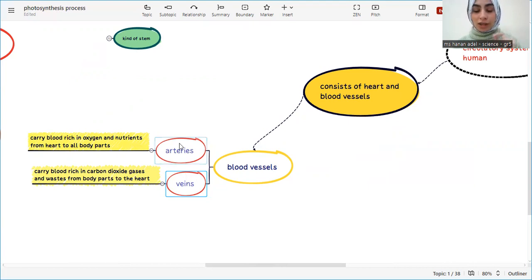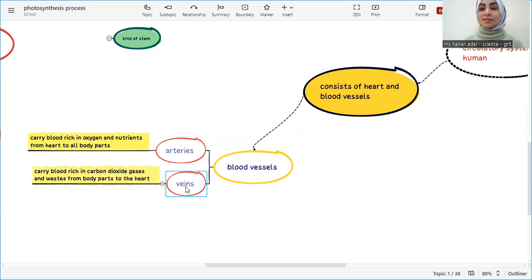If this blood is in an artery, so this blood will carry blood that is rich in oxygen and nutrients. Imagine the blood like a car, and this car is carrying things from the heart to all the body parts. Our body cell needs oxygen and nutrients so they can grow. So this blood will go from the heart, will pump it to every part of our body and give them the oxygen and nutrients they needed. This is the artery. What about the vein?